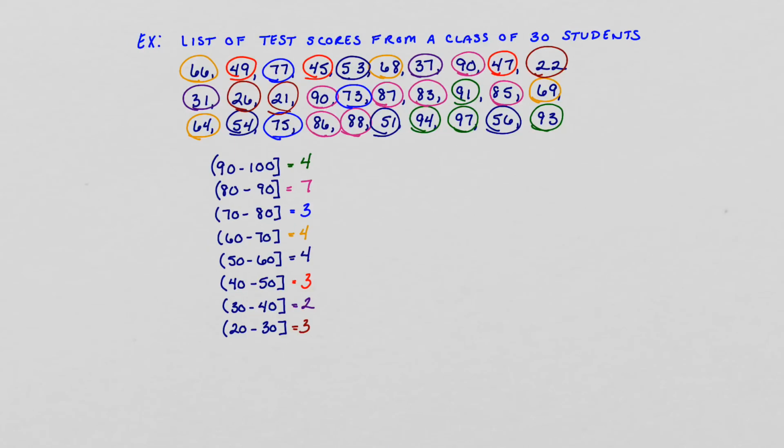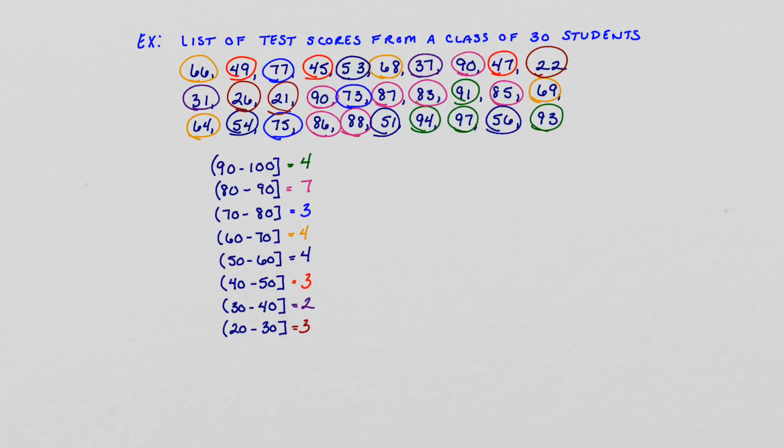So finishing the other bins, from 70 to 80, we would have 3 scores. 60 to 70, we had 4. 50 to 60, we had 4 again. 40 to 50, we had 3 scores. 30 to 40, we had 2. And then 20 to 30, we had 3 scores.